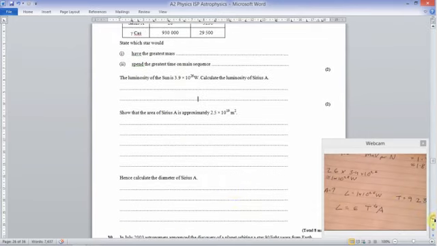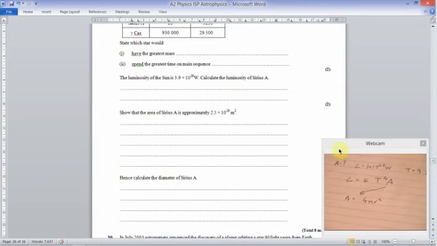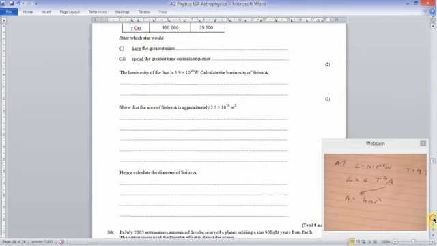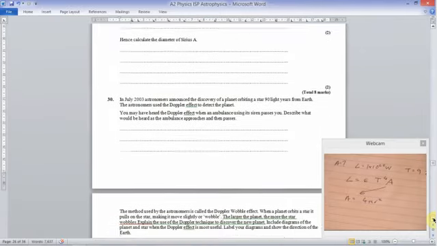Next thing it says, hence calculate a diameter. Essentially, all you need to do is use the idea that A is equal to 4 pi r squared. Again, just use your value of A from the previous question and put that across. So these two questions, I won't go through in any more detail than that. You've got the process, just rearranging the equation. You can check against the answers and marks.